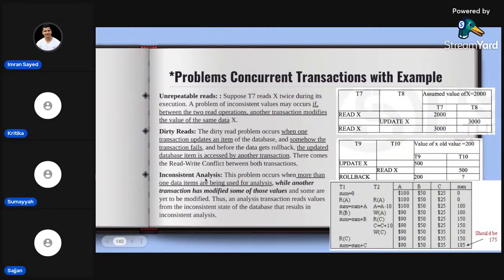Then you have inconsistent analysis. This problem occurs when more than one data items are being used for analysis. Sumaya, can you explain this example?